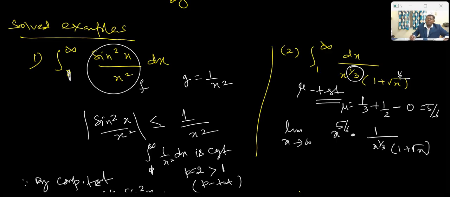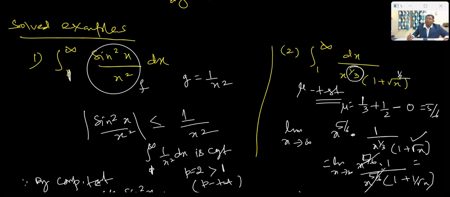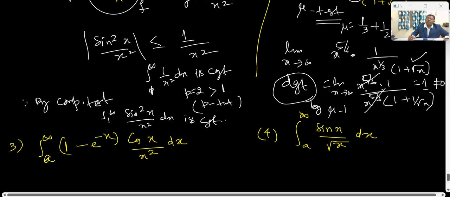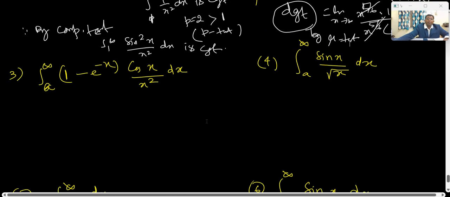We did it earlier. So this is the limit as x tends to infinity of x to the power 5 by 6 divided by x to the power 1 by 3 and x to the power half taken common. The 5 by 6 power gives you 1 and the other factor gives you 1 by root x, right? So this and this cancel, and this will give you 1, which is not equal to 0, and this mu value is less than 1, right? So this is divergent by mu test. Divergent by mu test, is it not?